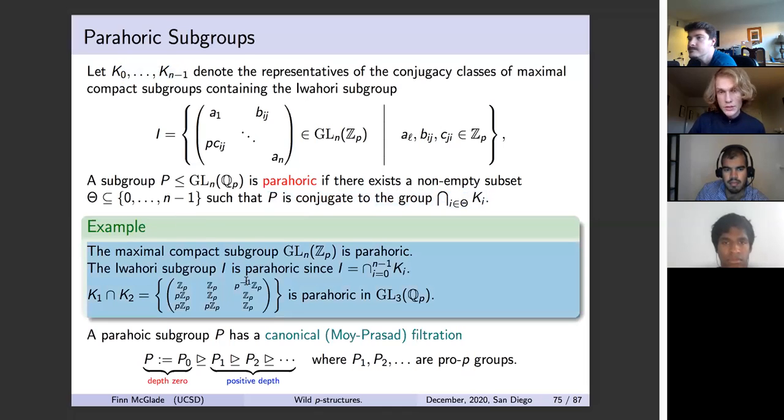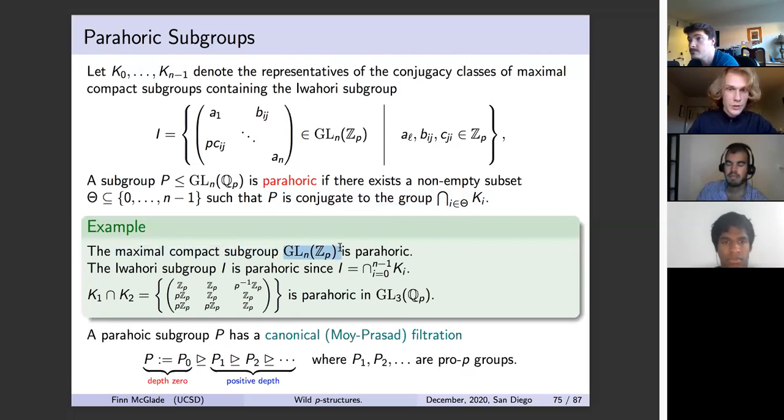And here are 3 examples of parahoric subgroups. So it turns out that GL_n(Z_p) is always a maximal compact subgroup in GL_n(Q_p), and therefore it's always parahoric, right? Because I can just take Θ to be the singleton.